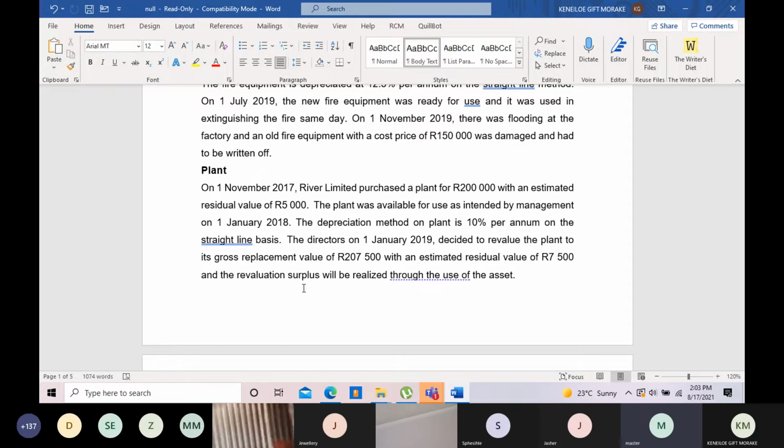They didn't give us the actual amount of the revaluation surplus, but they said it will be realized through the use of the asset, meaning we have to prepare that information which you saw there. It's a must for us to prepare that information in order for us to get the revaluation surplus amount. They only gave us the residual value here. Let's go there and show you what we mean by that.